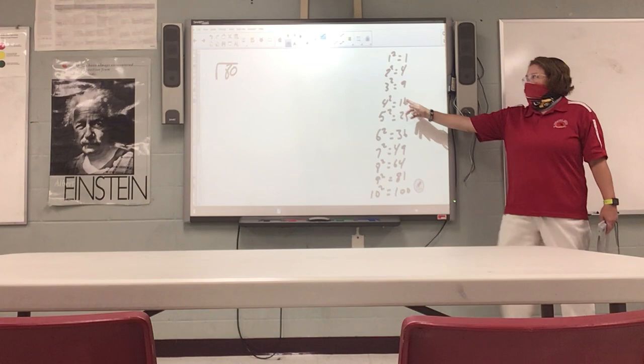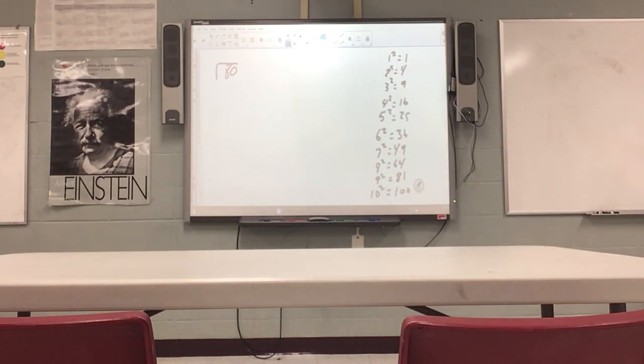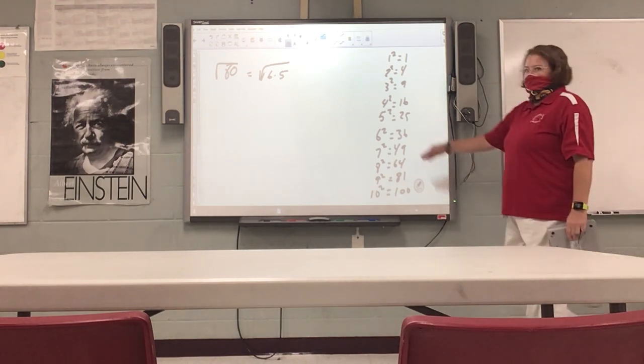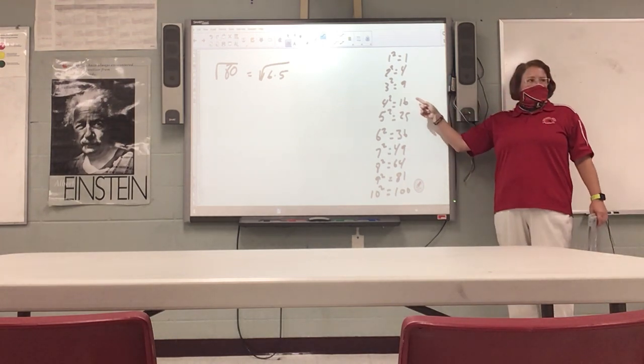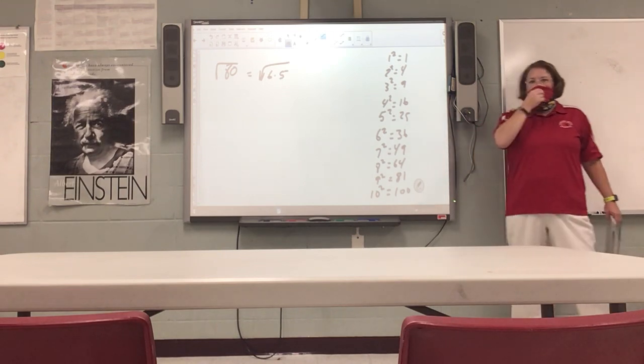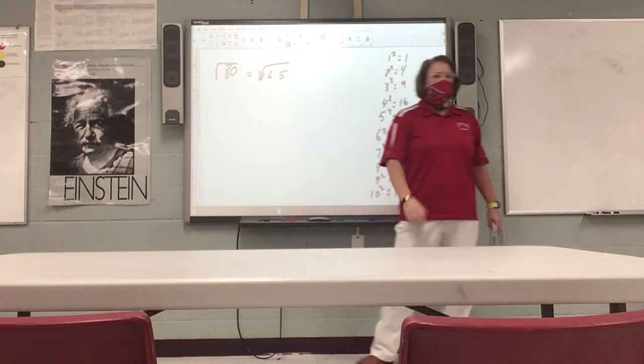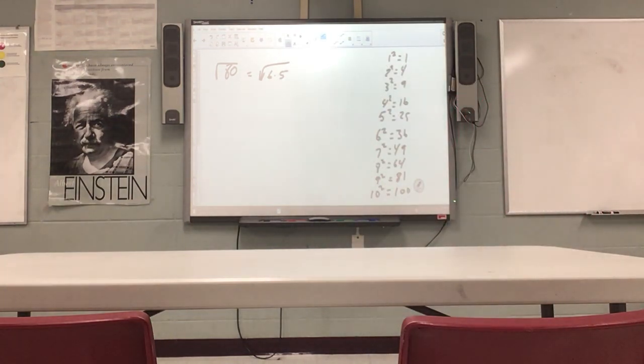Okay, so 16 times 5 is the same as 80. So that's how I'm going to start breaking this problem down. Now, the confusion every year is, well, why did you do 16? Well, I just went through that process with you. I'm looking for perfect squares, and I just started checking every perfect square to find one that went into it evenly.